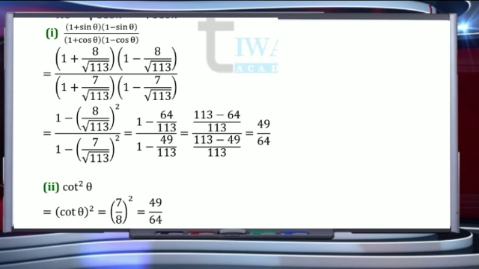So here we can apply the formula of A plus B into A minus B, that is A square minus B square. So that reduces to 1 minus 64 over 113 and 1 minus 49 over 113.